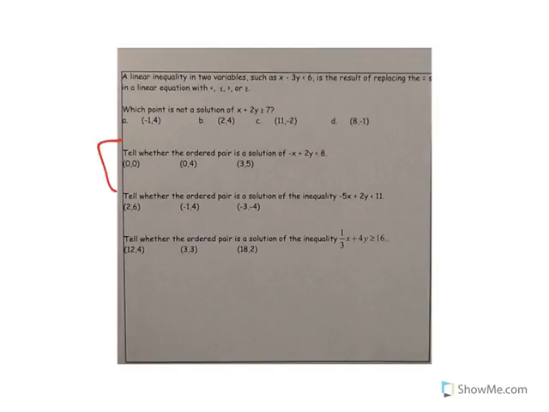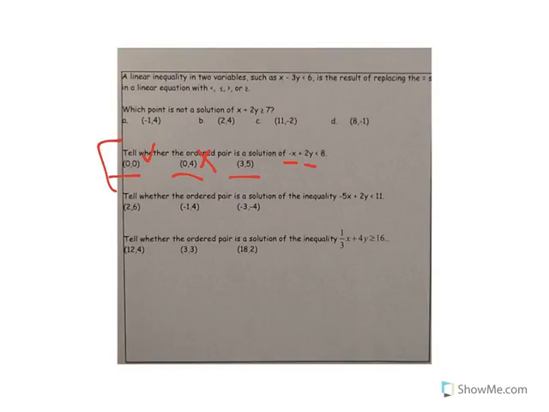And again, you're just plugging in these numbers and seeing if it's a solution. So I plug in 0 here for the x and 0 for the y. Is 0 less than 8? Yes, it is, so this is a solution. I plug in 0 for x and 4 for y in this one, and that would be 0 plus 8, because 2 times 4 is 8, so this is not a solution.